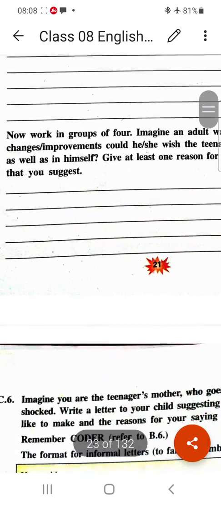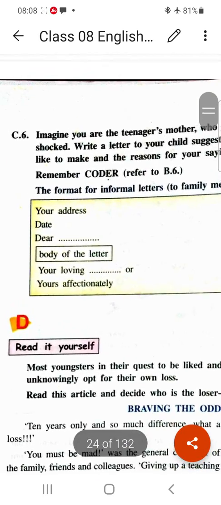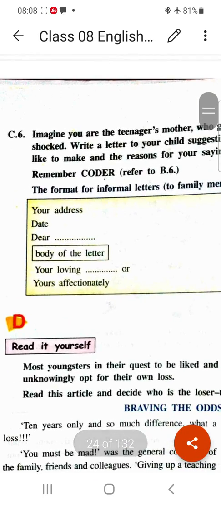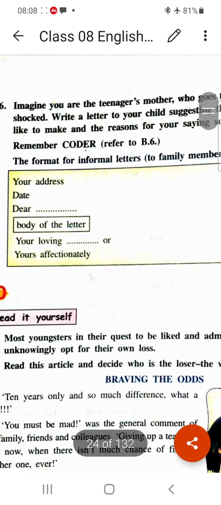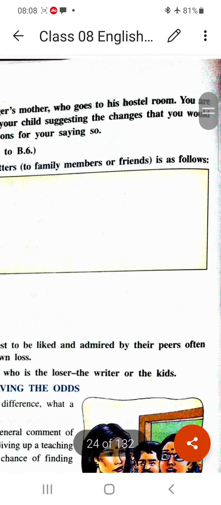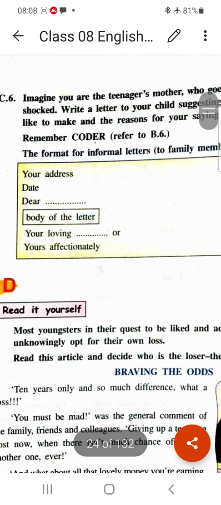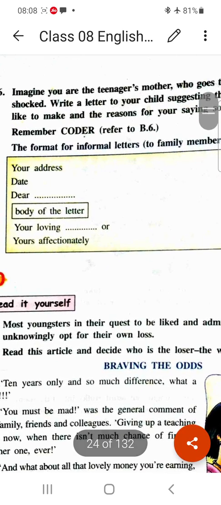Today I am going to write a letter for you. Just see C.6. Imagine you're a teenager's mother who goes to a hostel room. You're shocked. Write a letter to your child suggesting the changes that you would like to make and the reasons for your saying so. And before writing, just make a draft. Right now I am just writing it for you.